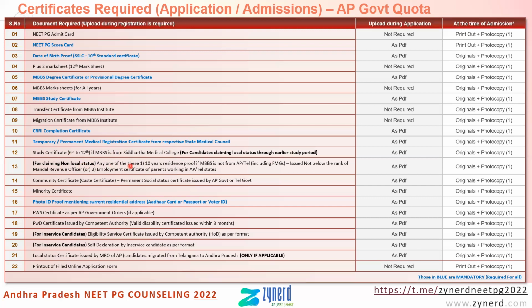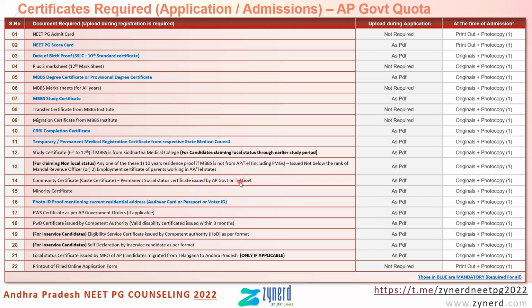So for this non-local status, you need either a 10-year residence proof, either yours or your parents, including FMGs. Everybody would need this, or you can submit an employment certificate. There are certain criteria on the employment certificate. Sorry, you can submit that for candidates who are eligible through their spouse's local status. You are eligible as a non-local through your spouse's local status, so your spouse's certificates need to be provided. Basically, your MBBS and your marriage-related certificates can be added to claim non-local status.